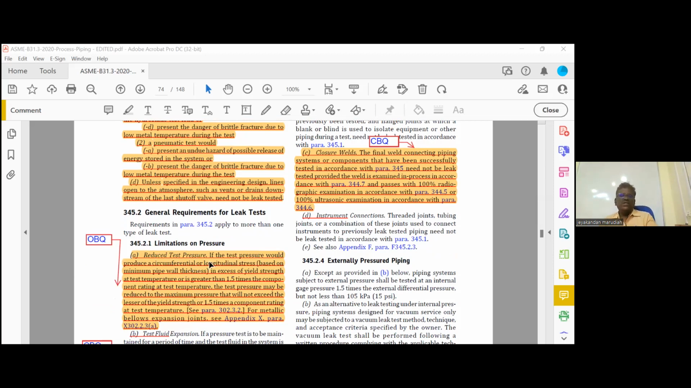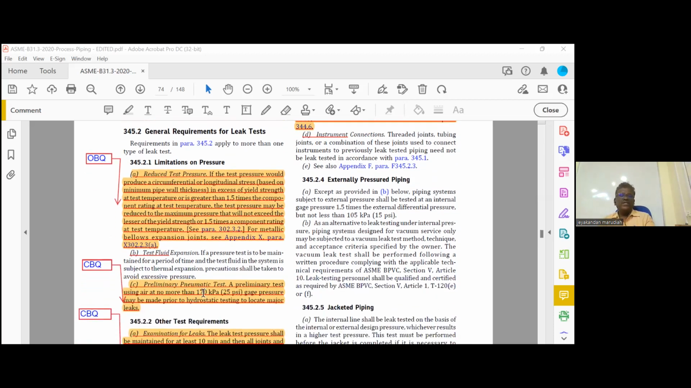Okay, so highlight this one. If the test pressure would produce a circumferential or longitudinal stress in excess of the yield strength at the test temperature, or is greater than 1.5 times the component rating, the test pressure may be reduced to the maximum pressure that will not exceed the lesser of yield strength. So less than yield strength, we have to use it. That is an important open book question.